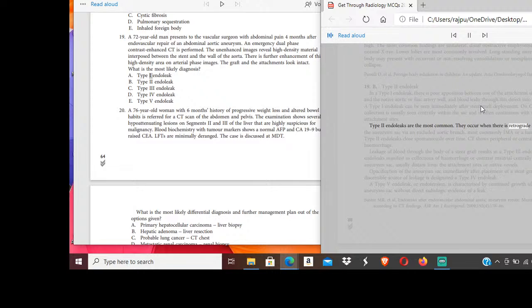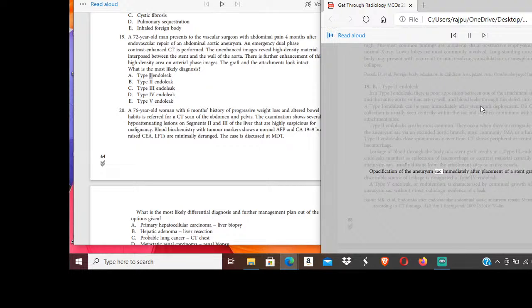They occur when there is retrograde flow of blood into the aneurysm sac via an excluded aortic branch, most commonly IMA, or a lumbar artery. Many type 2 endoleaks close spontaneously over time. CT shows peripheral or central location of acute hemorrhage. Leakage of blood through the body of a stent graft results in a type 3 endoleak. Type 3 endoleaks manifest as collections of hemorrhage or contrast material centrally within the aneurysm sac, usually distant from the attachment sites or native vessels.